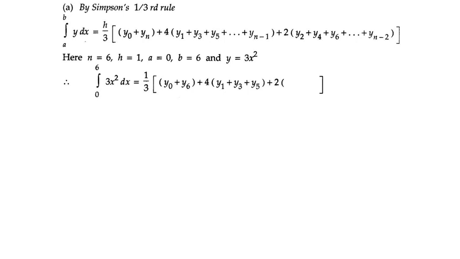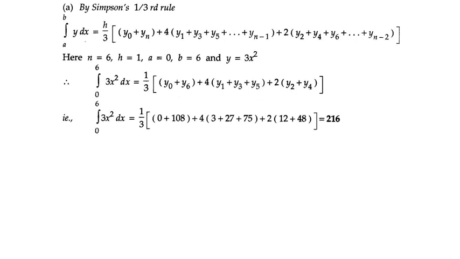Plus 2 into all even numbers here. Start from 2, that is y2, then y4. Next what? y6. But y6 is already used here, so you cannot write y6 also there. So stop here and close the bracket. We have all the values of y in the table, and we substitute those values. You will get the answer of the integral as 216.